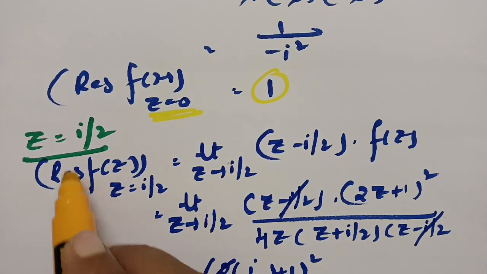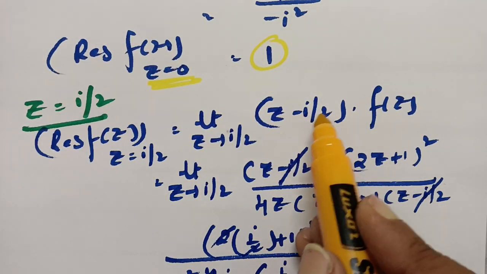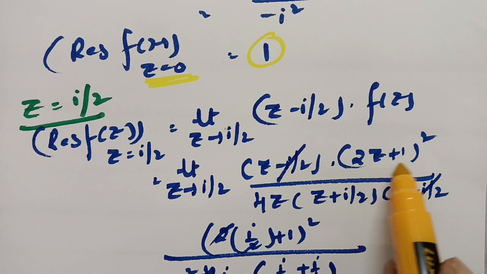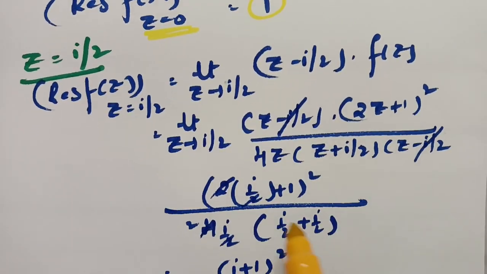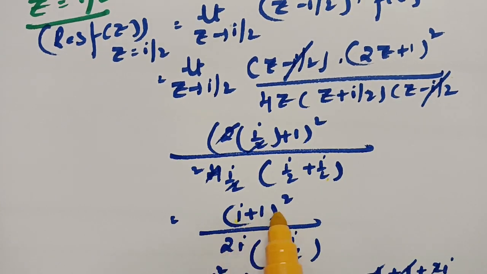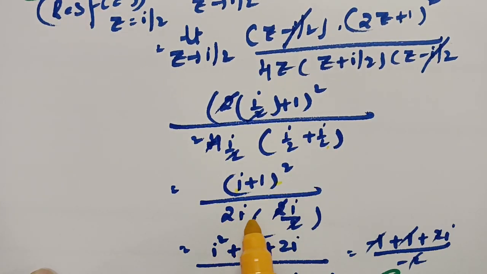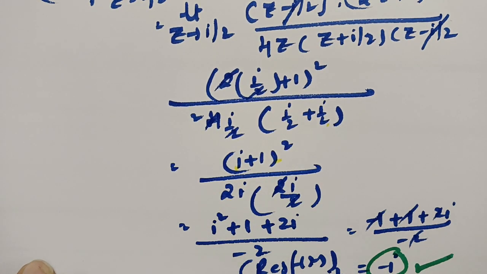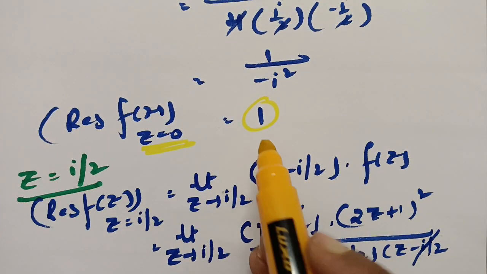Let me check for this one. Residue for plus i by 2. This is minus i by 2. This is 2z plus 1 by this one. After cancelling this one, 2 times of i by 2 plus 1. So this is also 4 into i by 2 plus i by 2. So this is (i plus 1) whole square. So this value is 2i into, this is 2i by 2. After cancelling, see here, clearly this value is minus i. So this value is plus i.